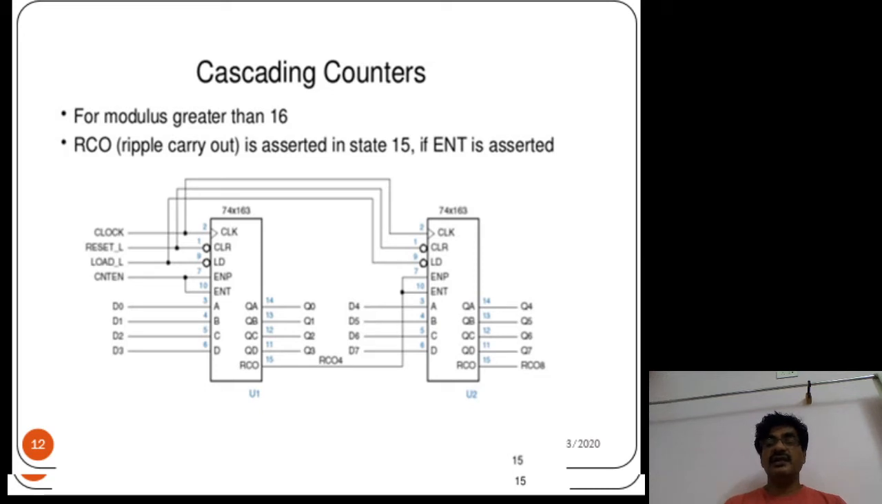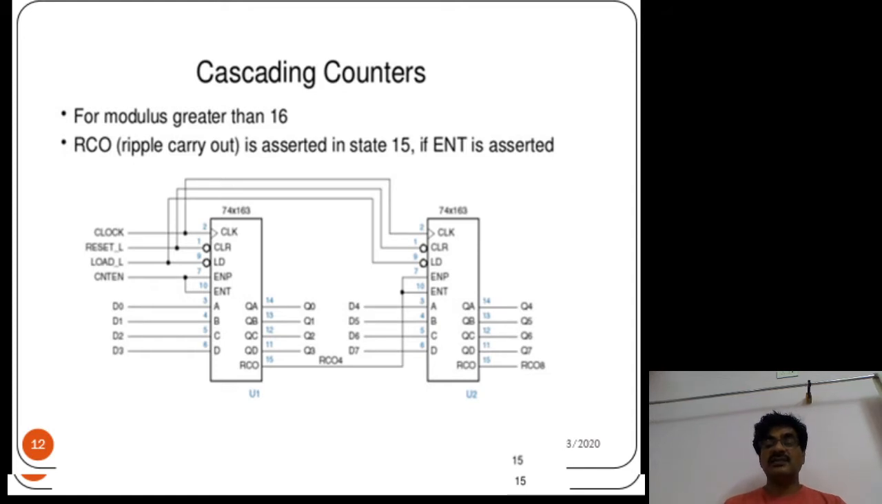The counting action starts when the clear, load, ENP and ENT inputs, along with a proper clock signal, are all equal to 1. Then it shows the counting action. The counting may be assumed to start from 0. When the count becomes 15, the RCO will be asserted.